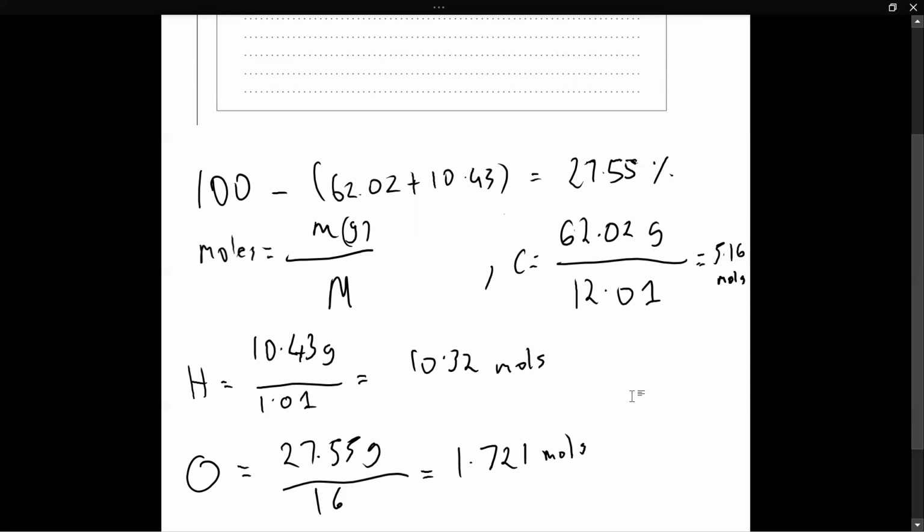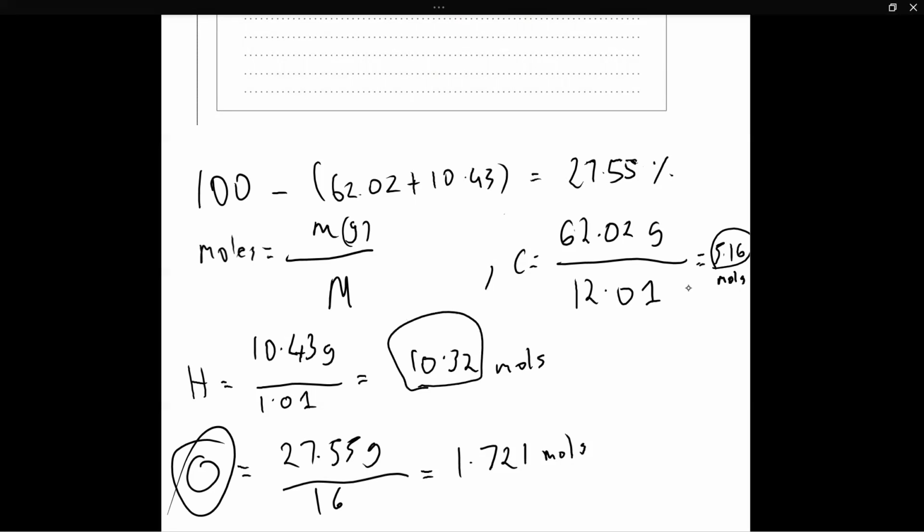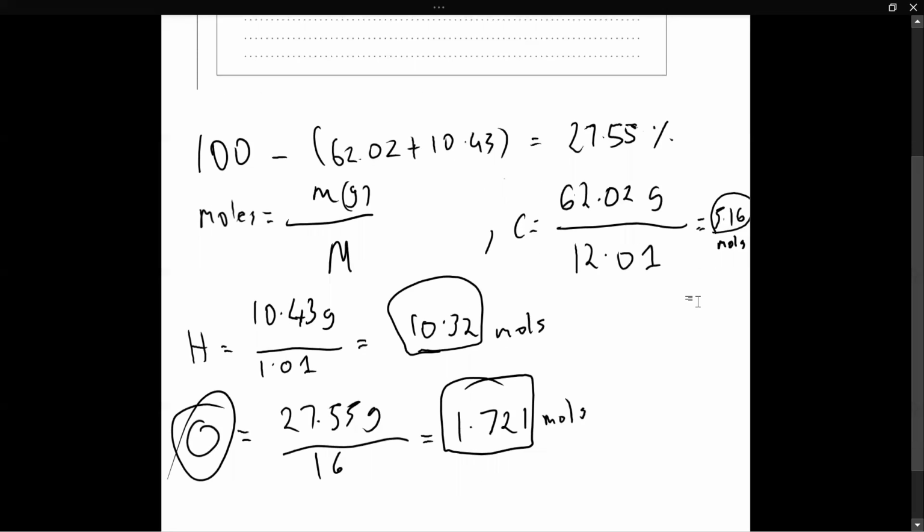The next step in this procedure is that we have to identify which substance is in the smallest quantity in terms of moles. And as you can probably tell, oxygen over here is in the smallest quantity in the amount of moles. Carbon has 5.16 moles, hydrogen has 10.32 moles, which is the largest, but oxygen only has 1.721 moles. So in the organic compound, it exists in the smallest quantity out of the three. So what do we do with this information?